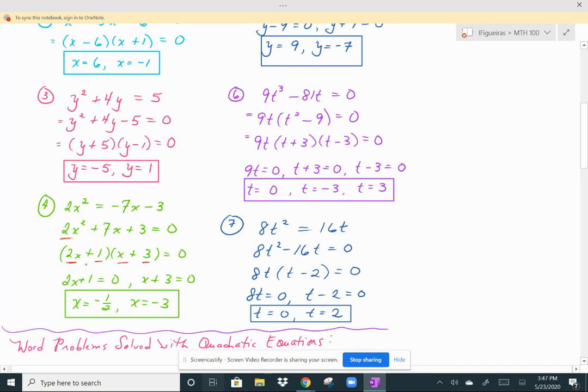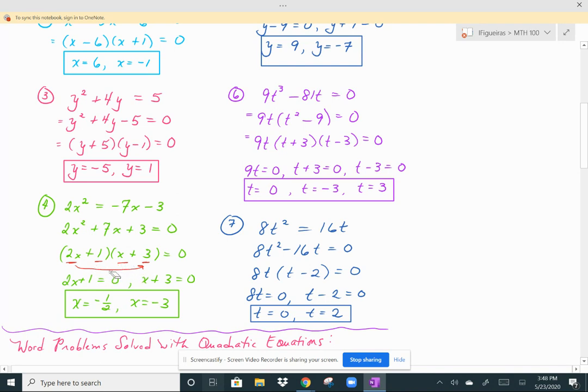And the reason that works is because my outer is 6x, my inner is 1x, and 6 plus 1 gives me 7x. If you had put the 3 and the 1 in different positions, it would not work out. You wouldn't get the middle term, so your factoring would be incorrect.